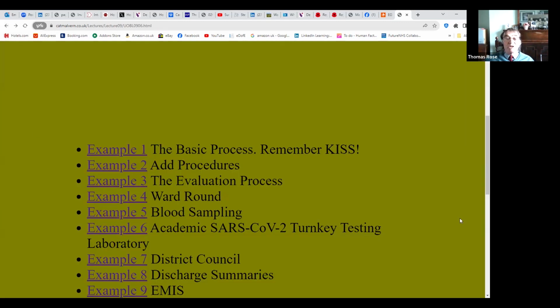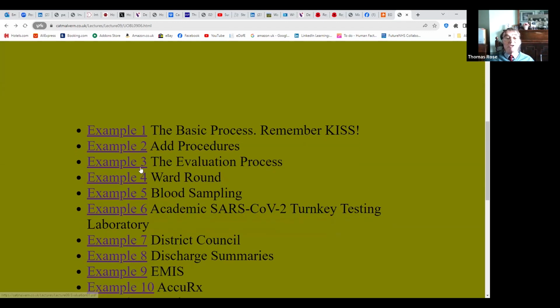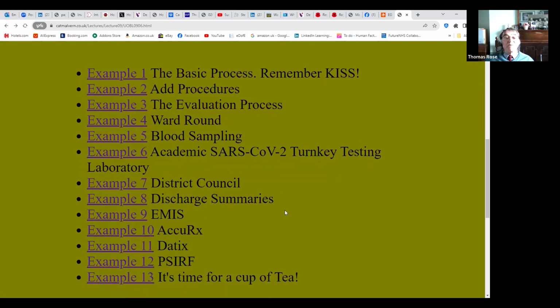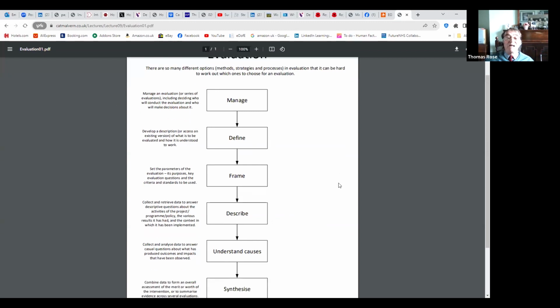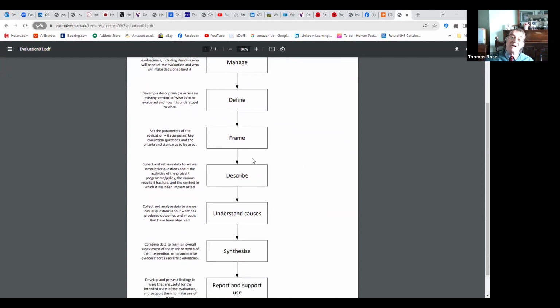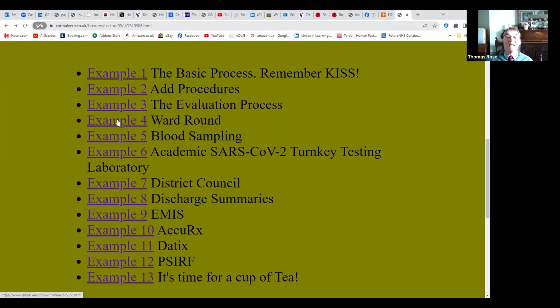I don't know if that is a procedure in the NHS. I'm sure it might be. So I've got some examples here of what a process map should look like. And some of them aren't very good. Here's a fairly simple one of the evaluation process where you go through a sequence of tasks. That's what a process is, a sequence of tasks.